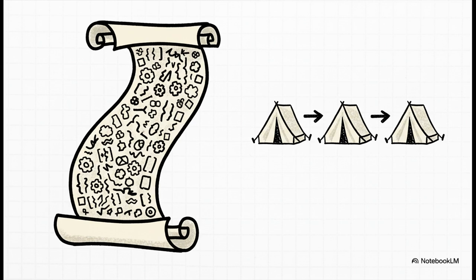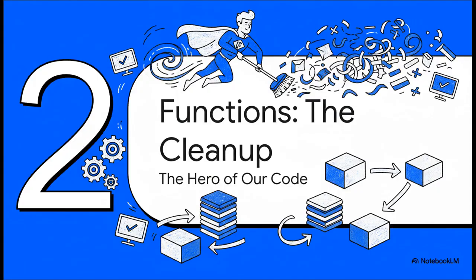Now, can you imagine if the company made, say, 10 different kinds of tents? You'd have to write the same logic again and again. So messy, right? But don't you worry, every good story has a hero. And for our messy code, the hero is functions. You can think of them like the ultimate cleanup crew that comes right in and organizes everything just perfectly.